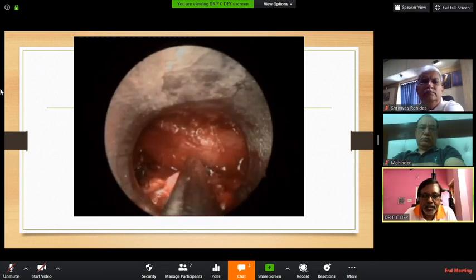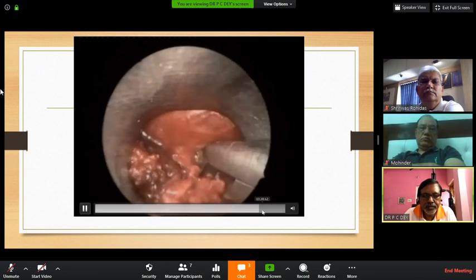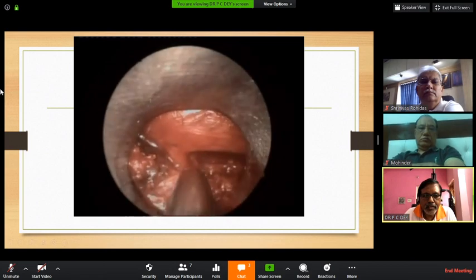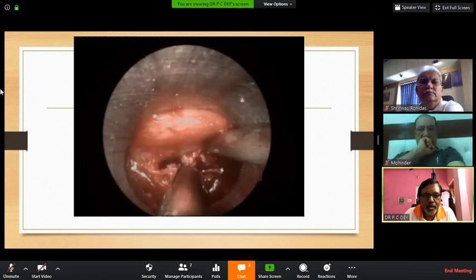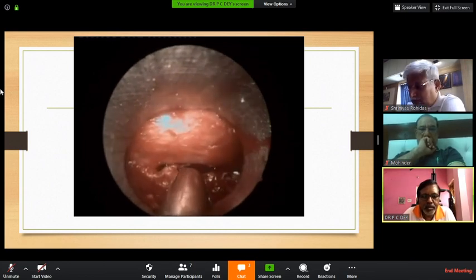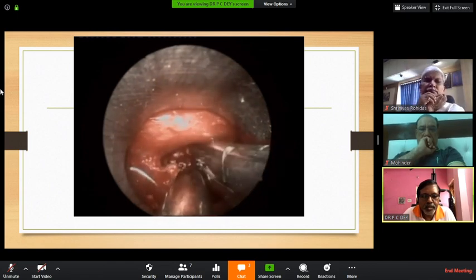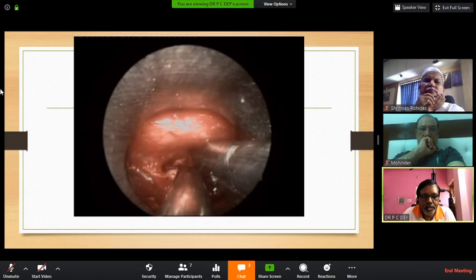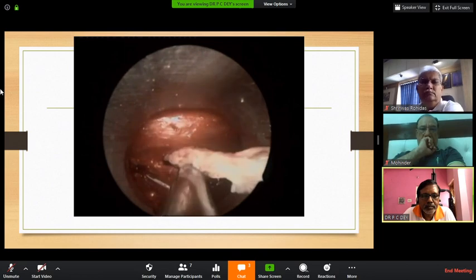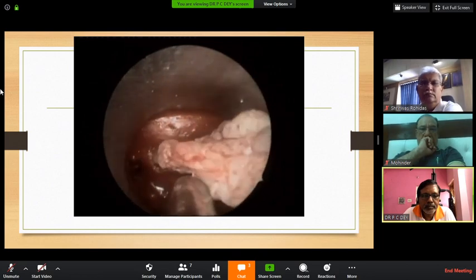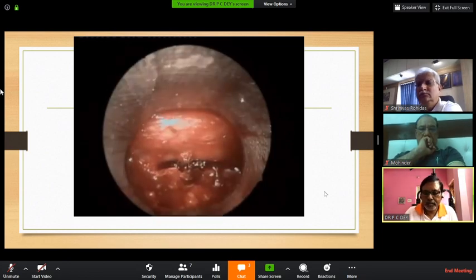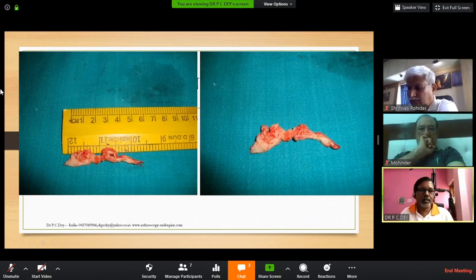So again, I just tried to search and dissect a little more laterally and make my neural tissue a little more free. Now something is visible. Maybe that is the real culprit. So that was the one piece almost.